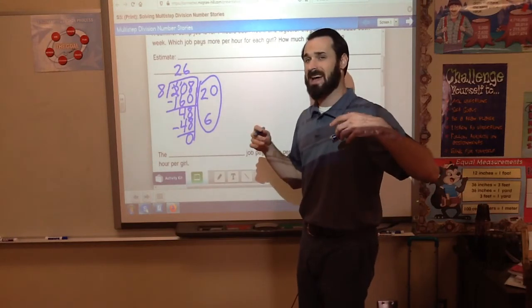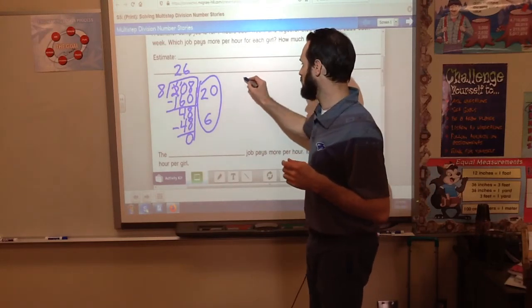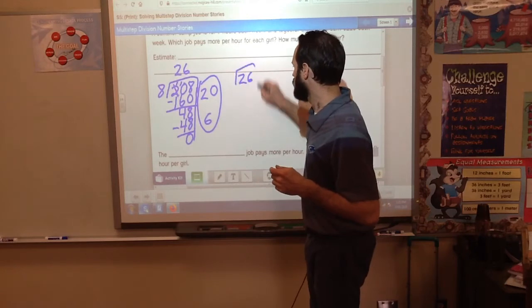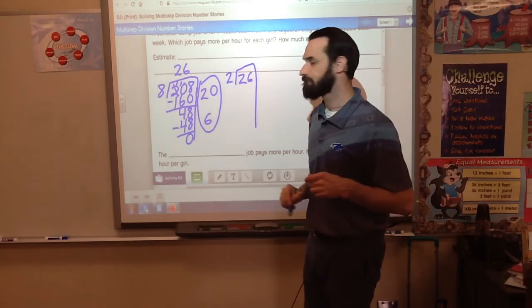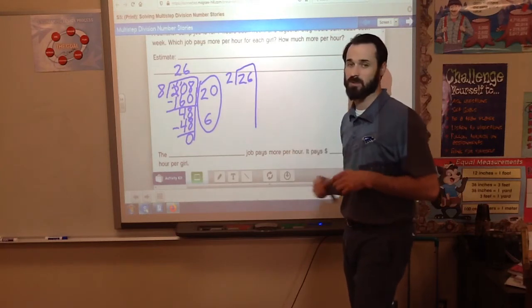But the girls have to split that because they're both working. So we also need to take that 26 and divide it by 2. Go ahead and solve that one. We're thinking, how many 2's can go into 26?